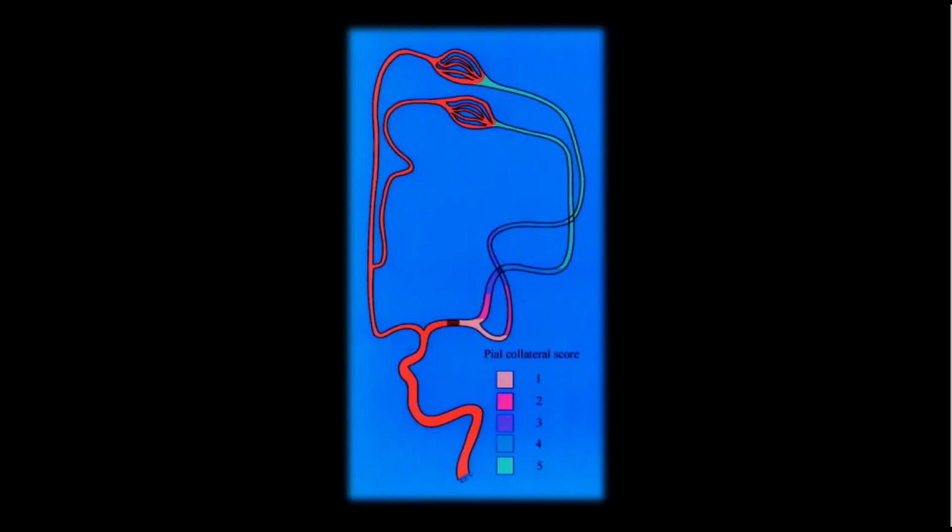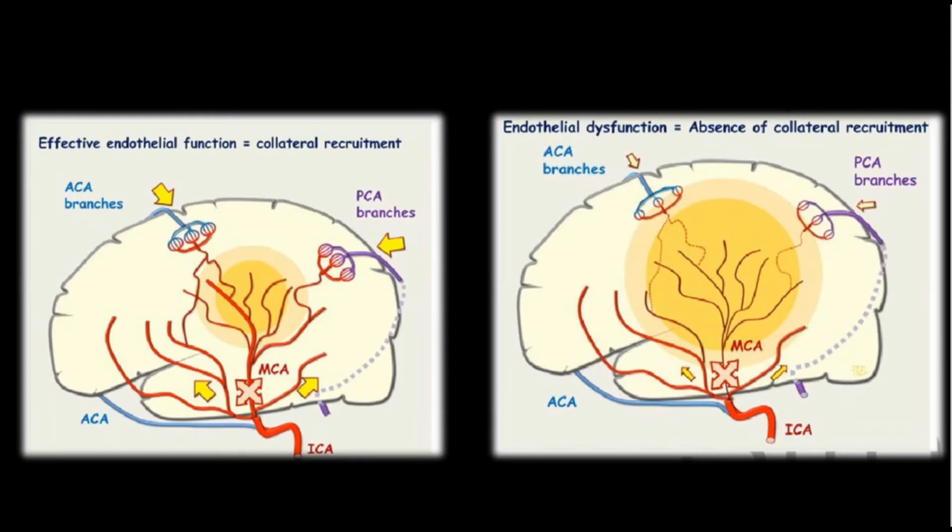Is DSA a must? Before going into that, let's see how the middle cerebral artery is getting its blood in this particular situation. When the middle cerebral artery is occluded, the anterior cerebral artery, through the pial collaterals, tries to compensate and gives blood to the middle cerebral artery. So this is how it works. The middle cerebral artery is occluded. The anterior cerebral artery through the pial branches gives collateral supply. The posterior cerebral artery also gives blood supply.